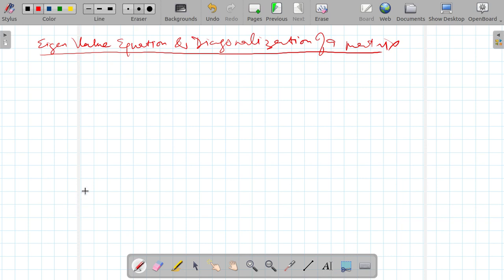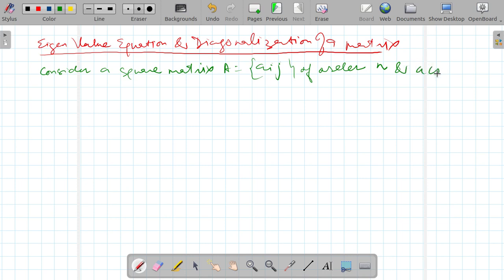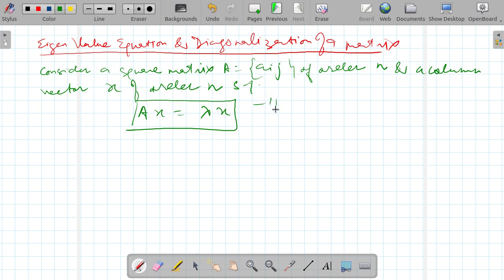So consider a square matrix A, defined as Aij of order n, and a column vector, or the column matrix X of order n, such that AX is equal to lambda X. Let me call it equation number 1.